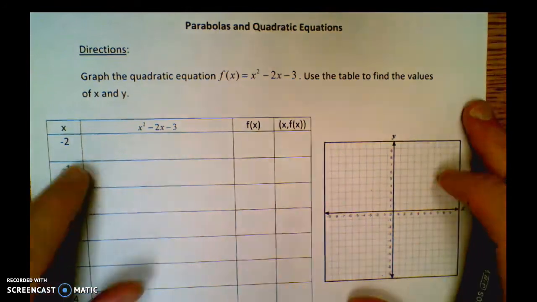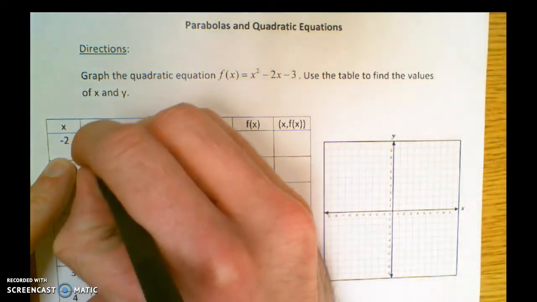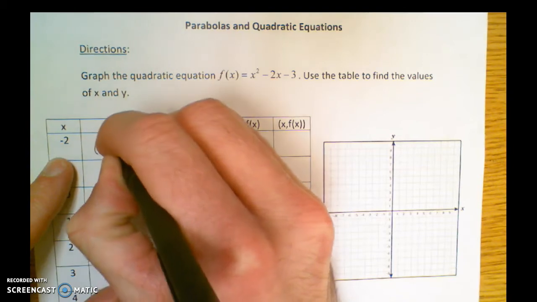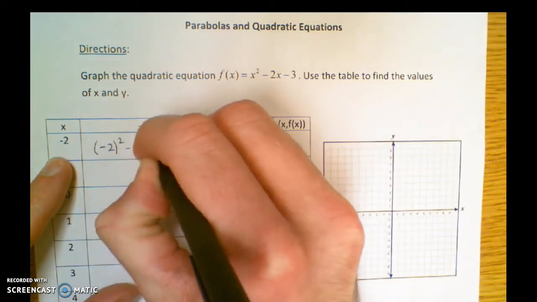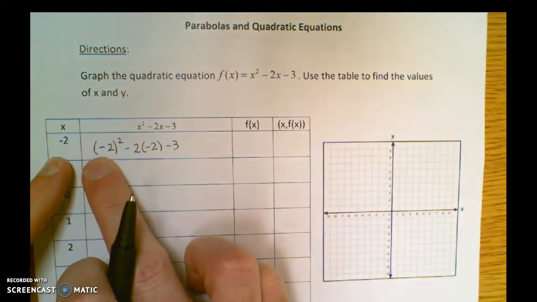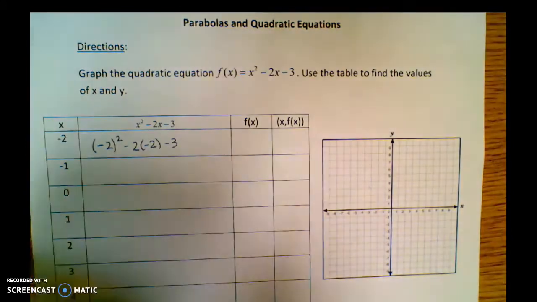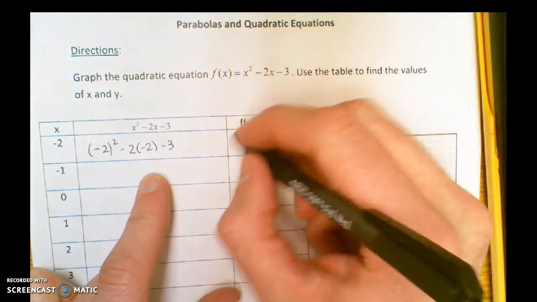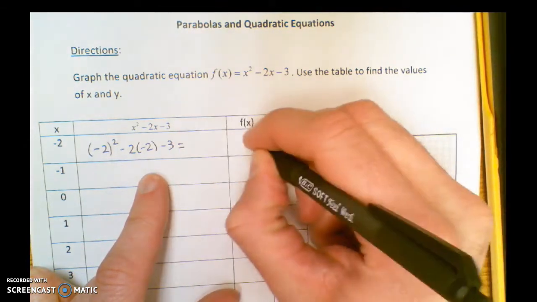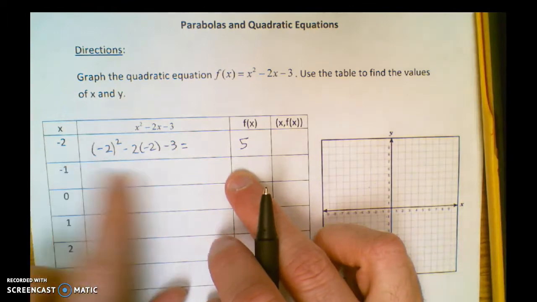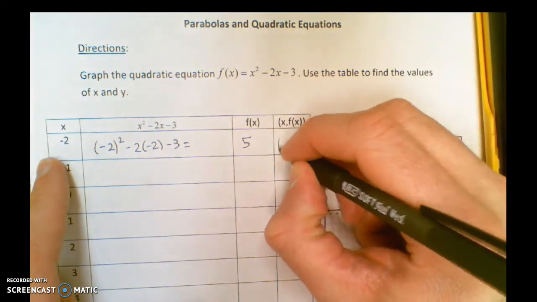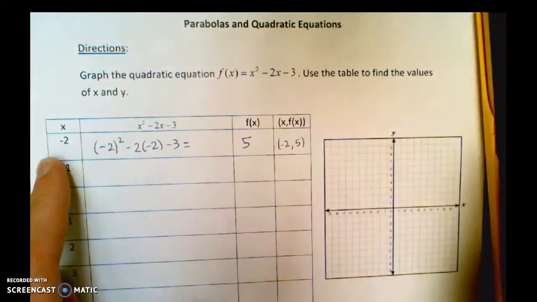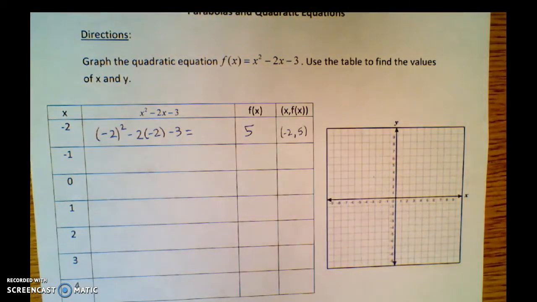So the first number is saying replace all of the x's with -2. So I'm going to write inside of parentheses -2 to replace all of the x's. So notice I just replaced the x's with -2, and now I can put that on my calculator. -2 squared minus 2 times -2 minus 3. And out comes 5. So a -2 comes in, 5 comes out. So the coordinate is -2 comma 5. My input that matches with my output is -2 comma 5.